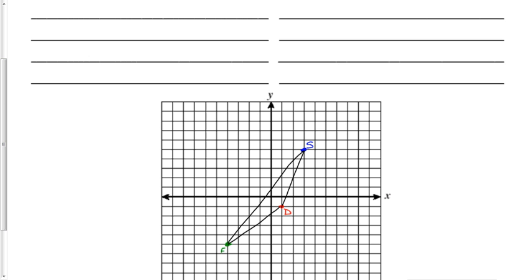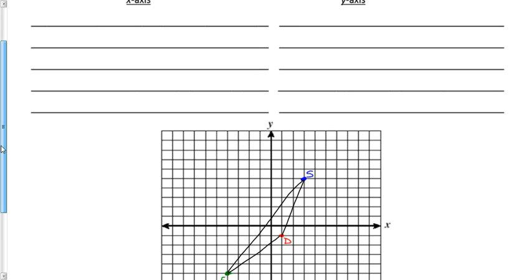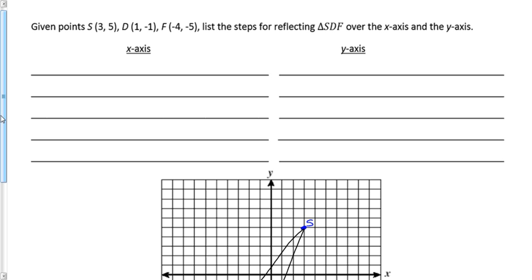Here is S, D, F plotted. So the first thing that we're going to do together is reflect this over the x-axis. I'm going to start with a point, and I'm going to write this down as I go. From S, count straight down, and I want to go straight down to the x-axis. Okay, so that's my first step.